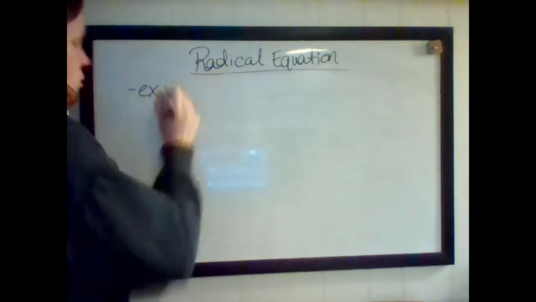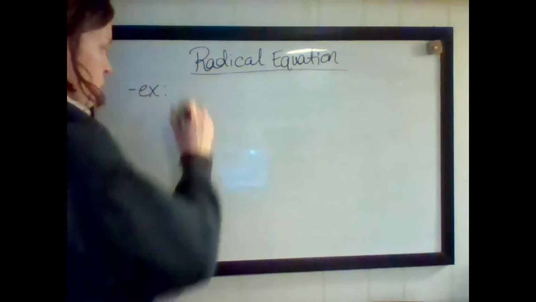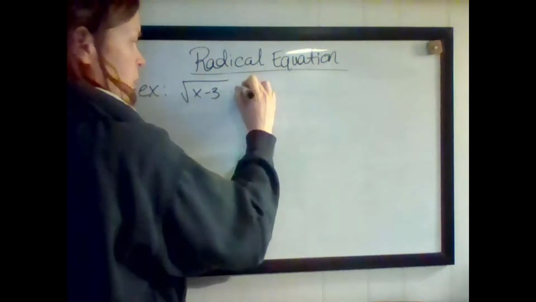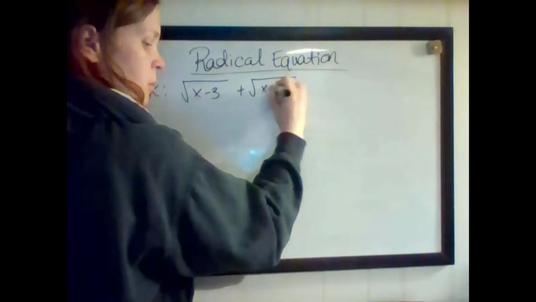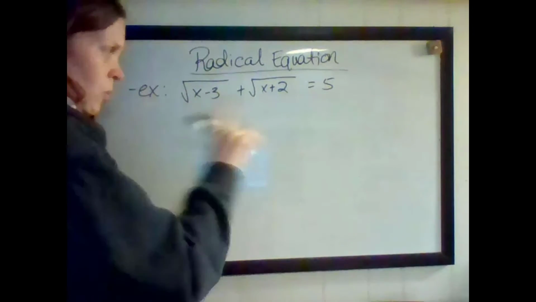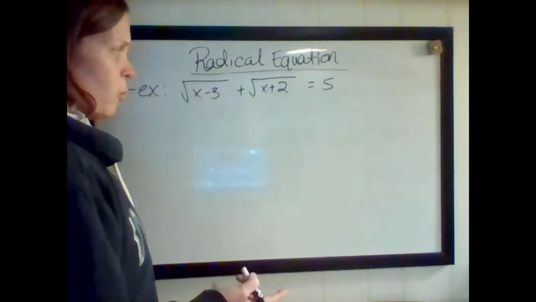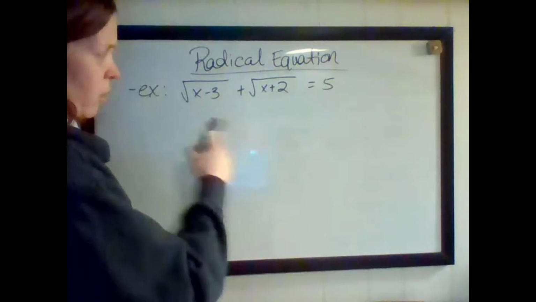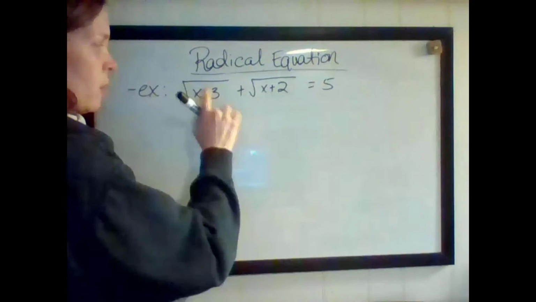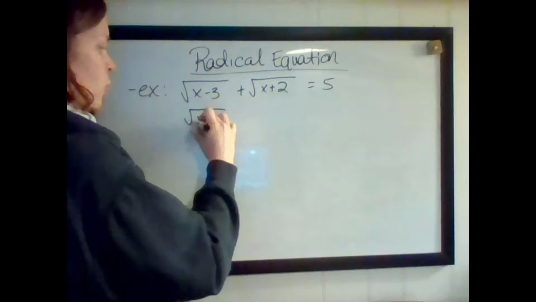Now this one, let's do one where we have two radical parts. Square root of x minus 3 plus square root of x plus 2 equals 5. So first step, isolate the square root part, or parts. Right now I've got two square roots and they're on the same side. So what I'm going to have to do is move one of them over.